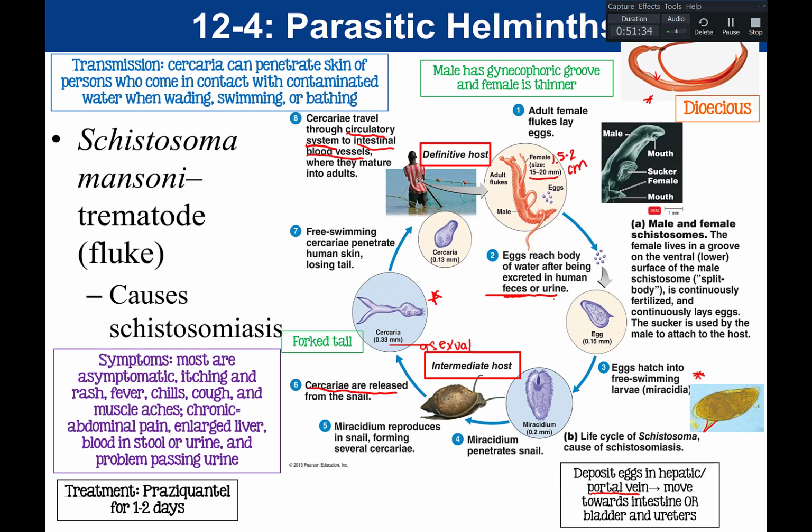Without treatment, schistosomiasis can persist for years. Chronic infection leads to an increased risk of bladder cancer because when the eggs are in the urinary tract, it causes an inflammation, and that chronic inflammation can lead to an increased risk of bladder cancer.